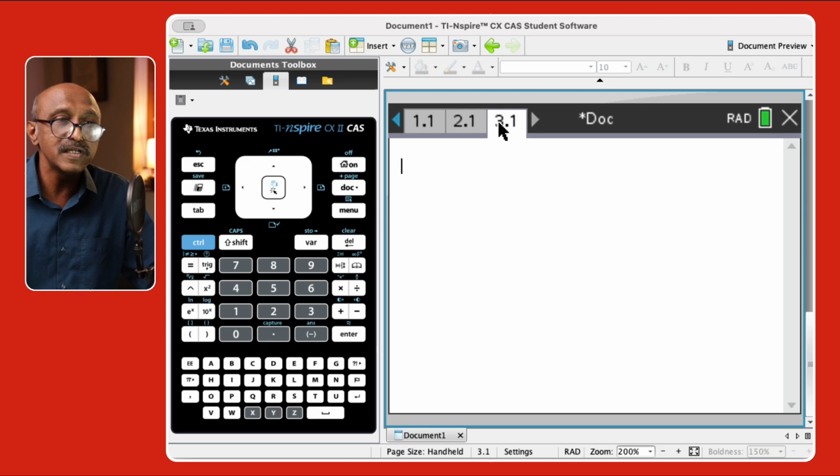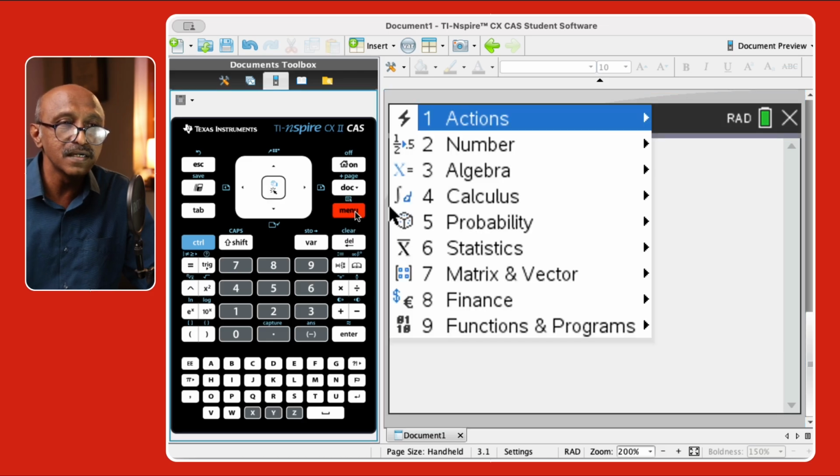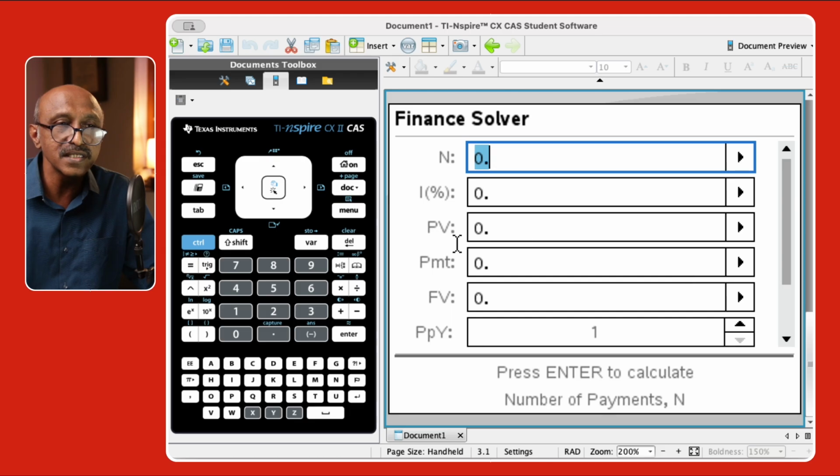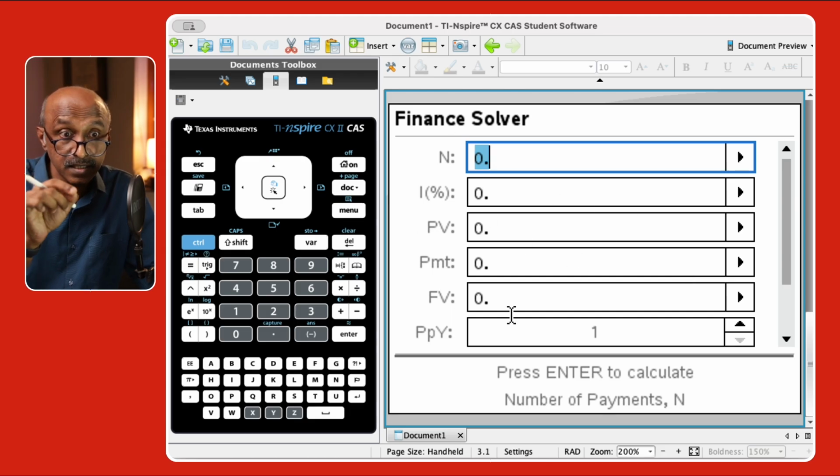So option A. We're going to go through the menu, finance solver. This is number 8, finance solver. Let's just get on with this. Although we're doing all this on the calculator, everything you enter here needs to be written on your paper, written very clearly, everything that you enter.